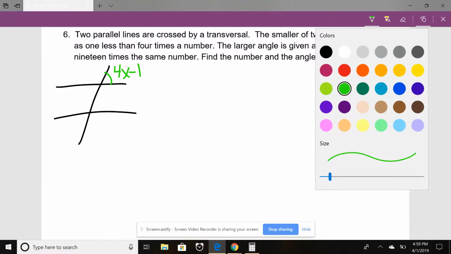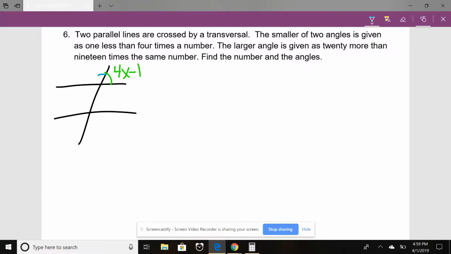Okay, the larger angle, so that means the obtuse angle, is given as 20 more than 19 times the same number. 20 more than 19 times the same number. Okay, these angles right here, find the number of the angles. These angles right here all lie on a line. Remember, a line is 180 degrees.